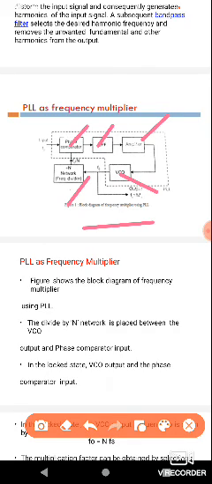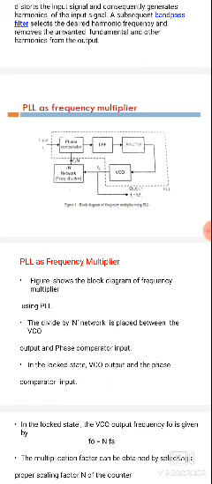Here it is a multiplier, so we use the block as an N network divider. The frequency divider is used in the frequency multiplier block diagram. Except for the frequency divider, the remaining four blocks, phase detector, low pass filter, amplifier and voltage controlled oscillator, are used in the basic PLL block diagram. Here the only extra block is the network frequency divider.